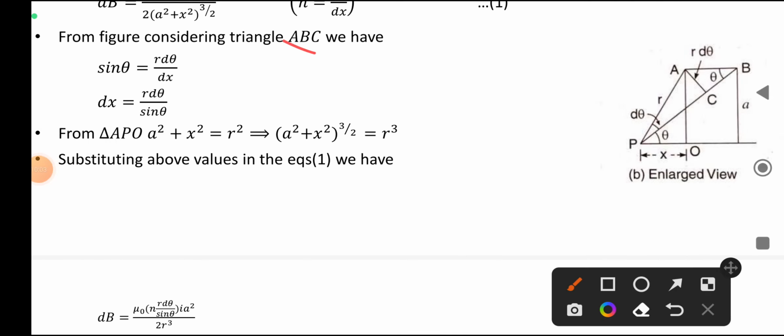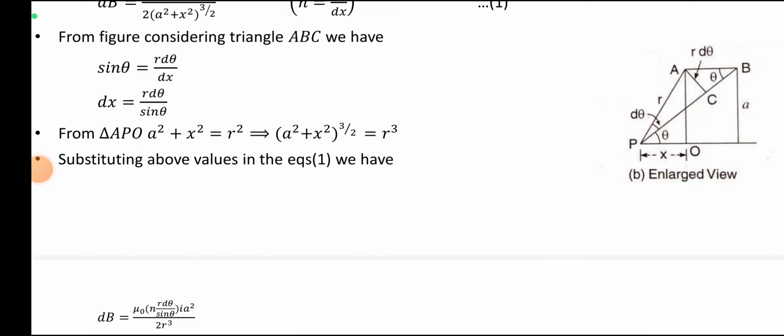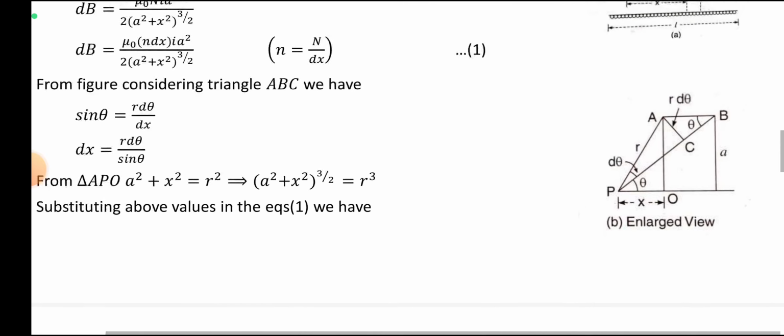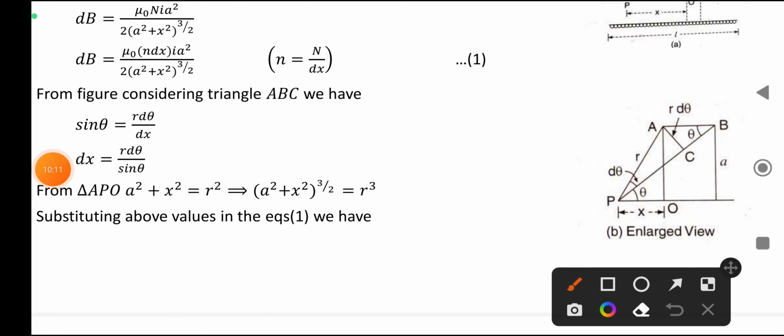Which triangle do we have to consider here? The triangle ABC. The 90 degrees is present at C. If this angle is theta, then this one is also theta. Why? Because this line and this line are parallel, and this line starts from this point and ends touching the other parallel line, so this angle is the same. And the distance from here to here is small r.